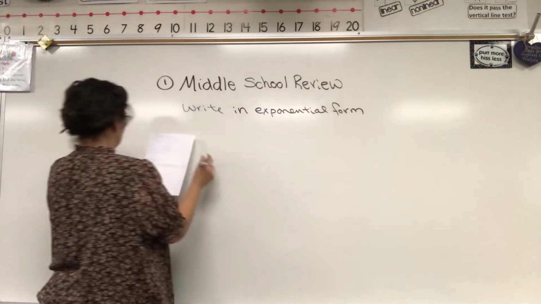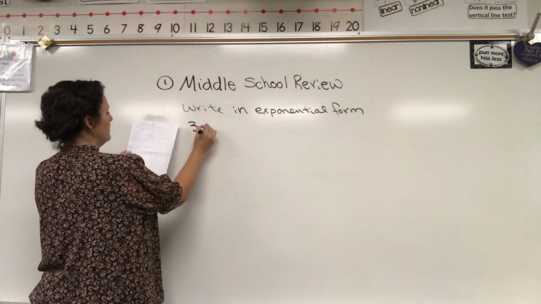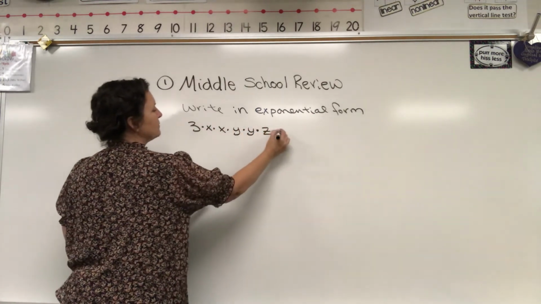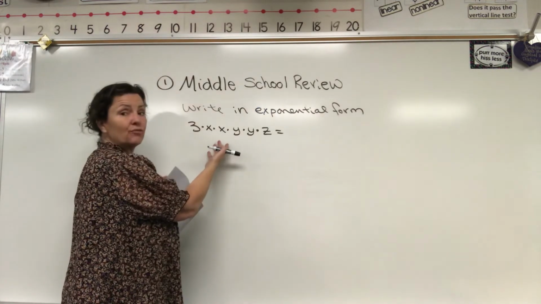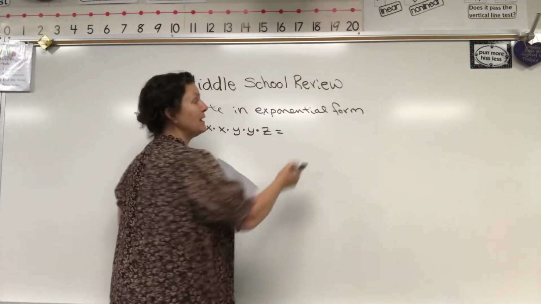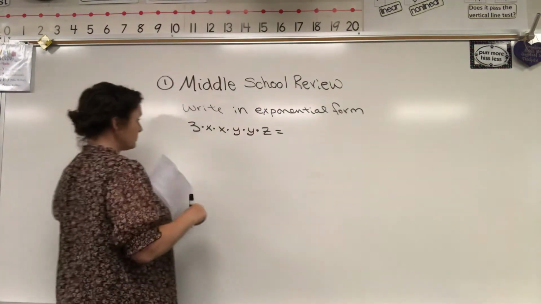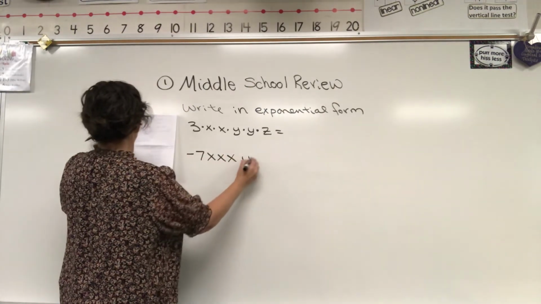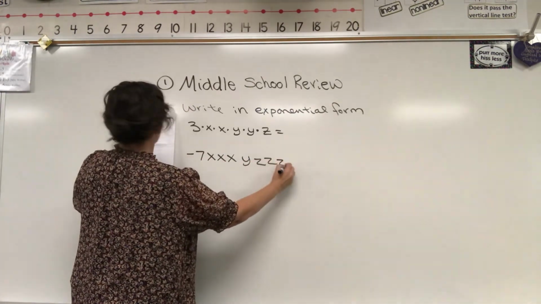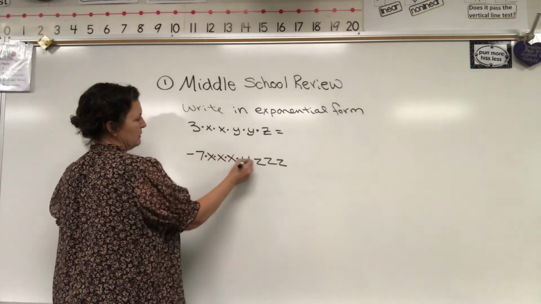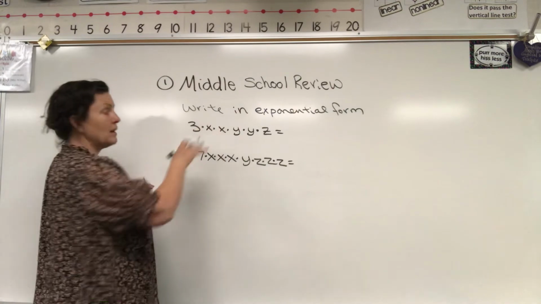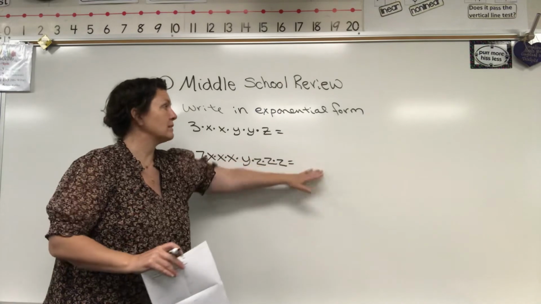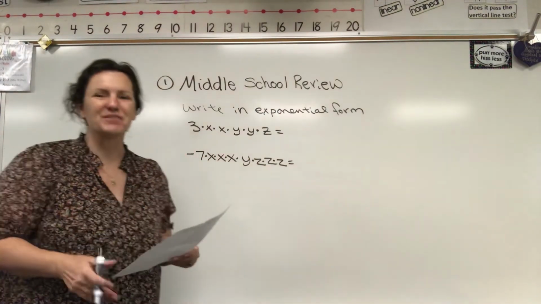Perfect. So here's the first one. 3x, x, y, y, z. So this is currently in expanded form. I'd like you to write it more simplified in exponential form. Go for it. And then I'm going to give you one more to try. X, Z, Z, Z. Perfect. So you can pause the video if you'd like. These are an expanded or stretched version, and I'd like you to write them in more compact form, okay? So give it a try.